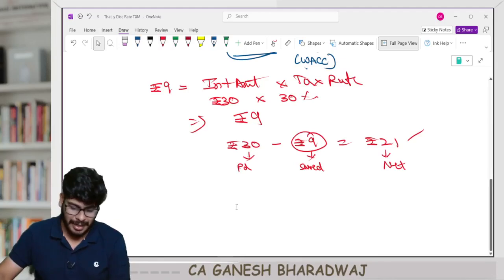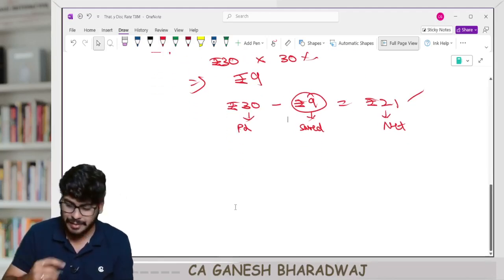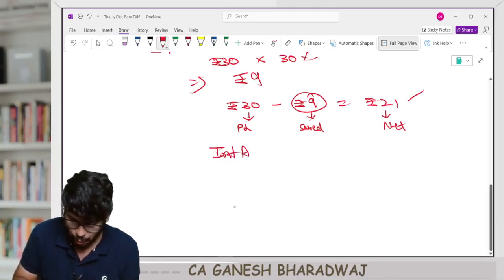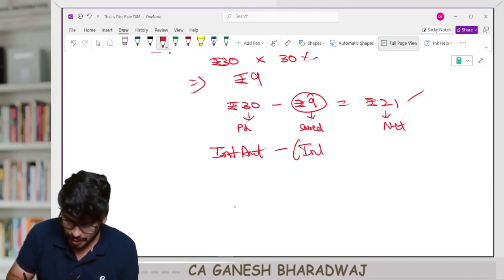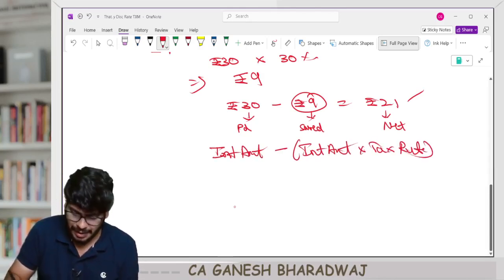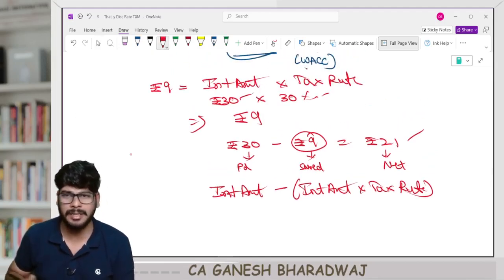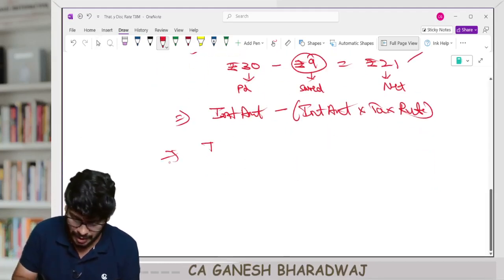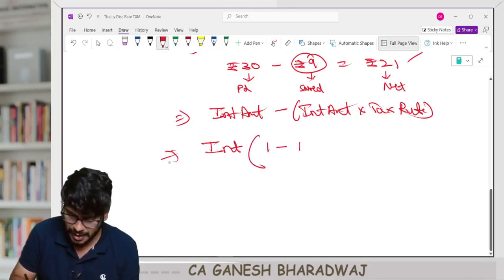So one more point, how did we compute this figure? This 30 rupees is nothing but the interest amount, right? And this 9 rupees is nothing but minus of interest amount into tax rate, correct? Just now we calculated, no? Interest amount into tax rate. Now, can I just say, take this interest amount outside. This is nothing but the interest amount, the whole into 1 minus tax rate.